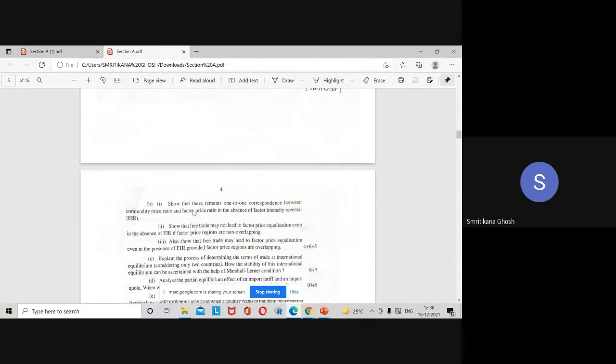Show that there remains a one-to-one correspondence between the commodity price and factor price ratio that we derived in detail. Okay, if there is no factor intensity reversal, how W by R is related with Px by Py, that we discussed. So this is the question here, 4 marks.